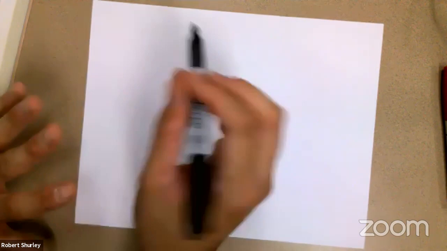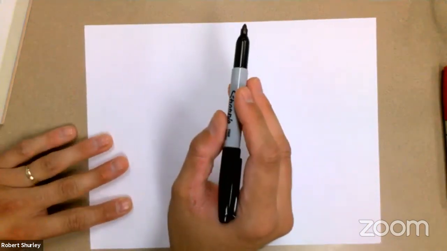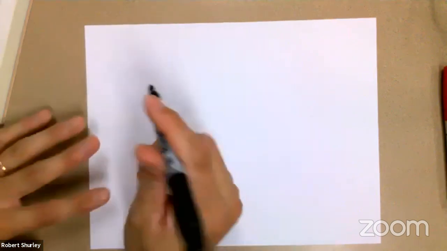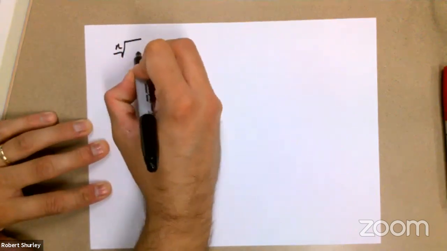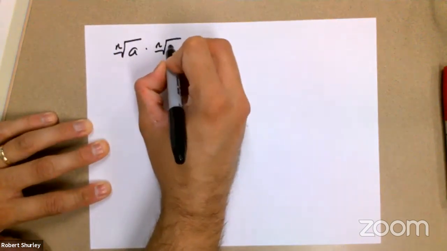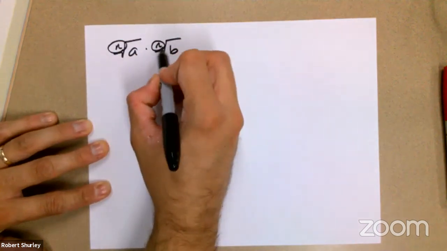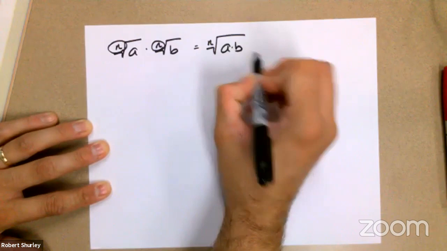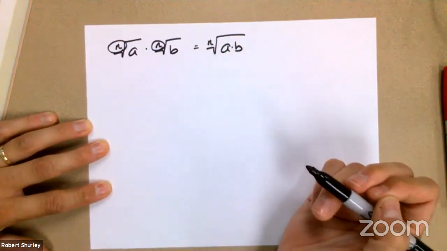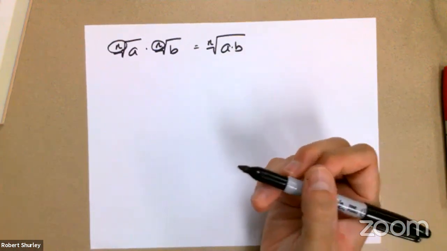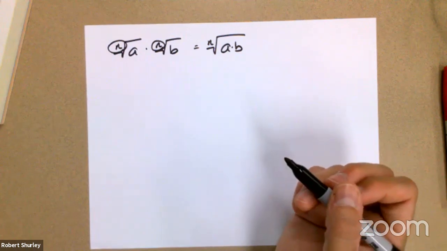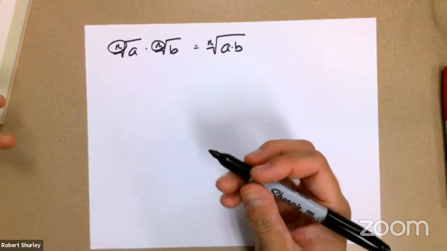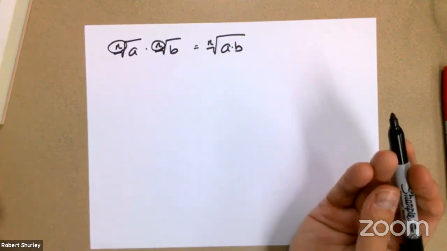So let's say we have two separate roots. Remember the multiplying radicals rule said you had to have the same root to multiply radicals, and you wound up with the nth root of a times b. Well, if we're given separate roots, we can still combine these, but we have to use exponents to do that.